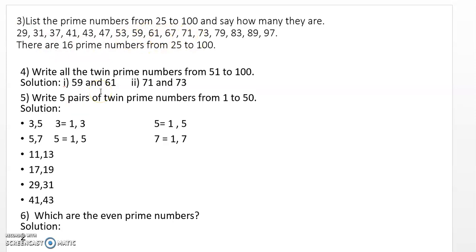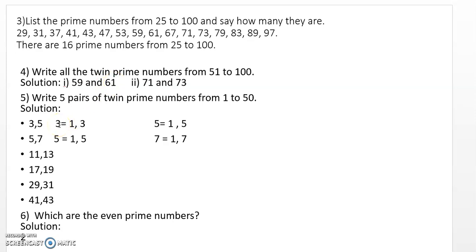Now, what is the meaning of twin prime numbers? The difference between the two numbers should be 2. It is asked from 51 to 100 you have to find. So it is 59 and 61, the difference is 2, then 71 and 73. Between these two the common factor is 1, but the difference between the two numbers should be 2. So this is the meaning of twin prime numbers.